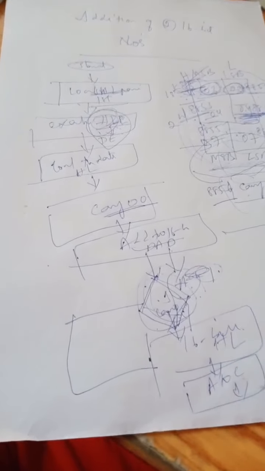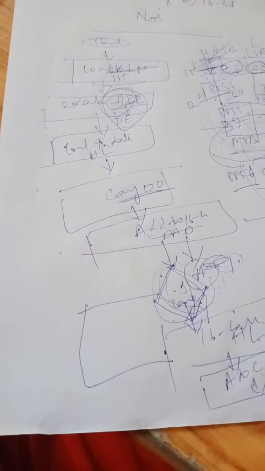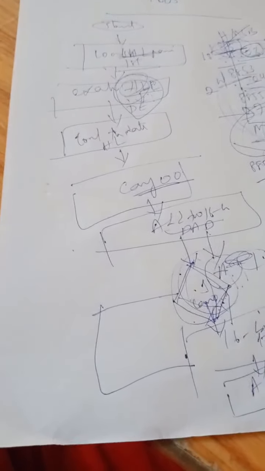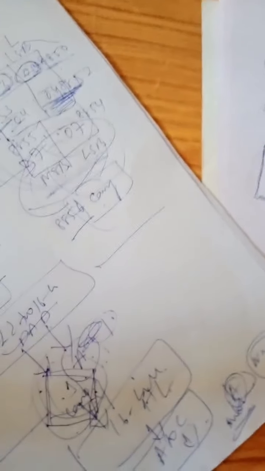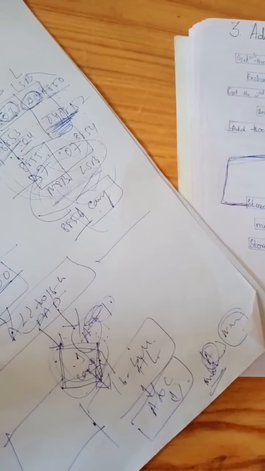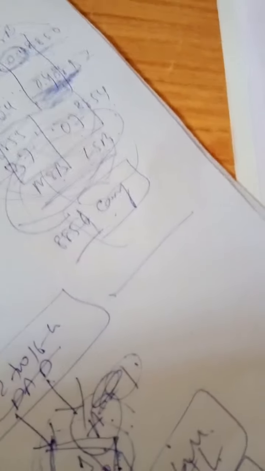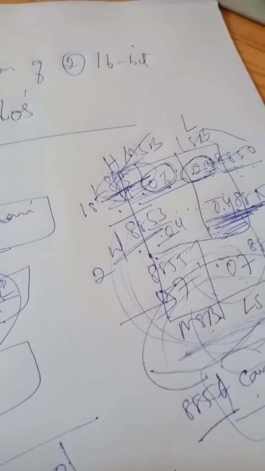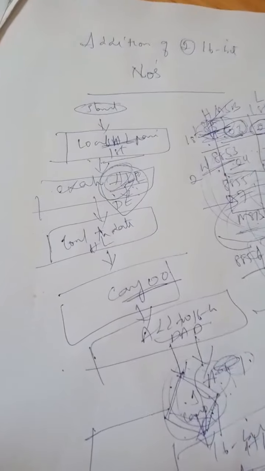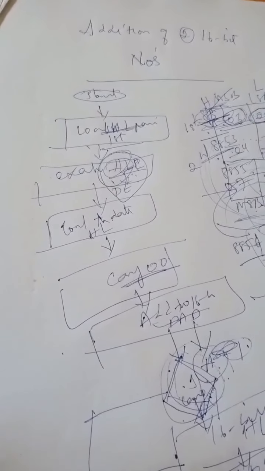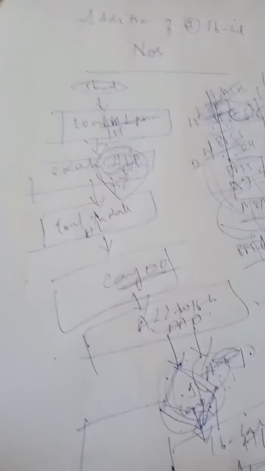Then whatever data is in the accumulator will be moved to the memory location, because finally we have to move the data to the memory location. The program is written in memory locations, so obviously we have to write the data also in memory locations, MSB and LSB.